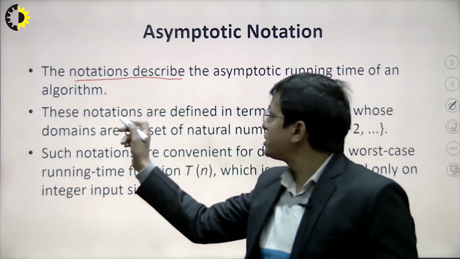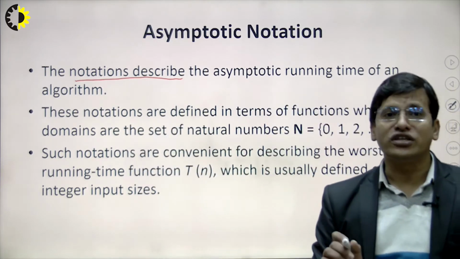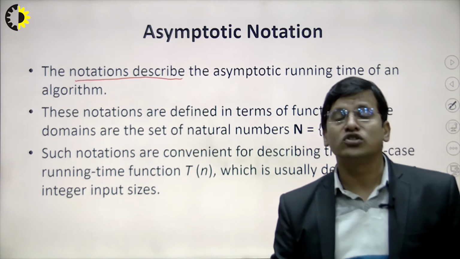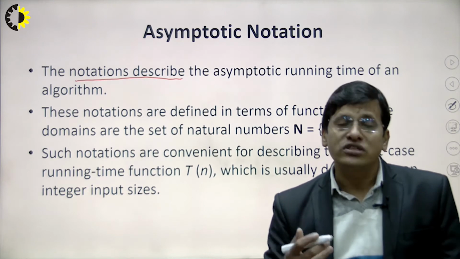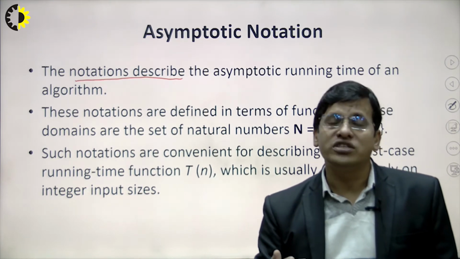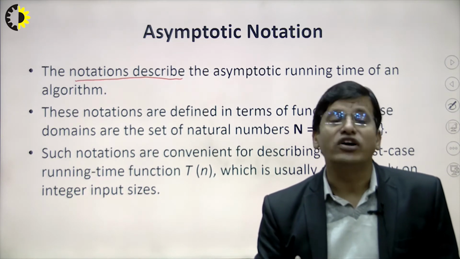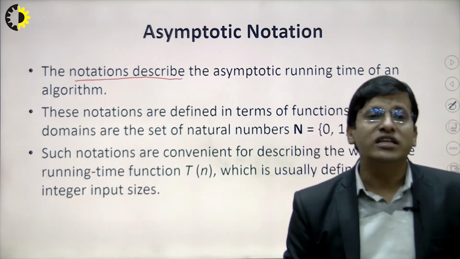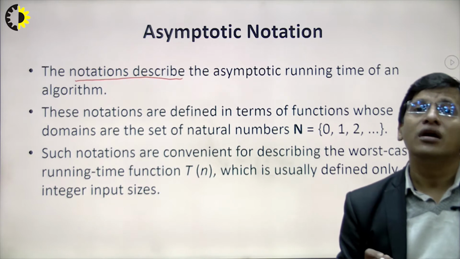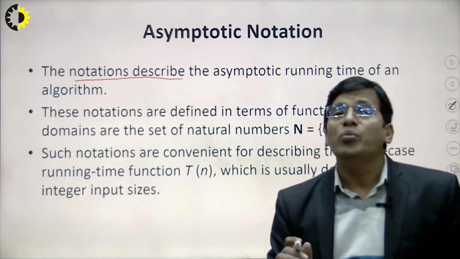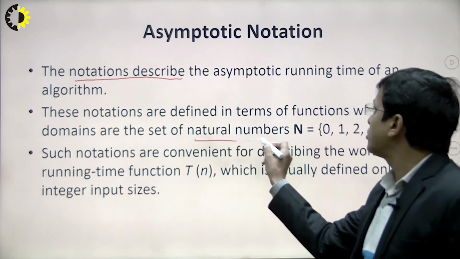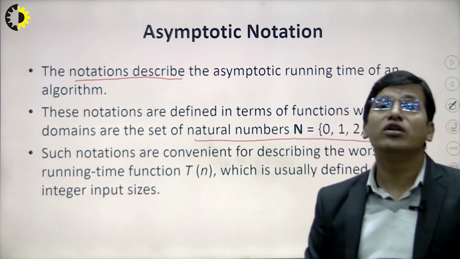So these notations are defined in terms of the function, right? We have already discussed insertion sort and merge sort, and we have also seen the steps involved for computing the functions, in order to find out the complexity of that algorithm. That is based on the integer values, right? So how many inputs we have? These depend upon natural numbers, how many natural numbers we have, right?